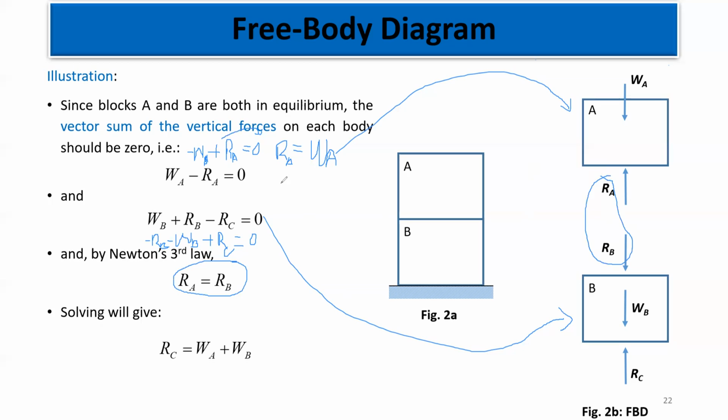then I can say that WA here is also equal to what? R what? RB. True or false? True. Because RA is equal to WA and RA is equal to RB. So WA is equal to what? RB.